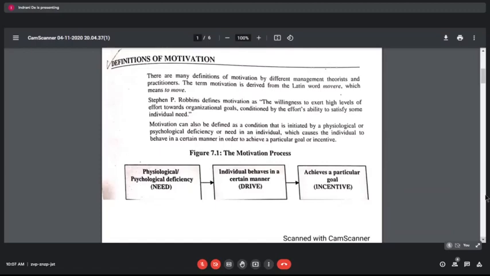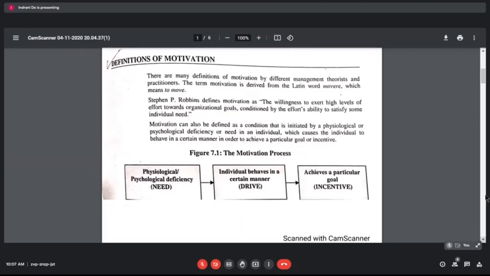According to Stephen P. Robbins, the definition is the willingness to exert a high level of effort towards organizational goals, conditioned by the effort's ability to satisfy some individual need. So first of all, we have a certain need. If you look at the process, you will find that we have a certain need.